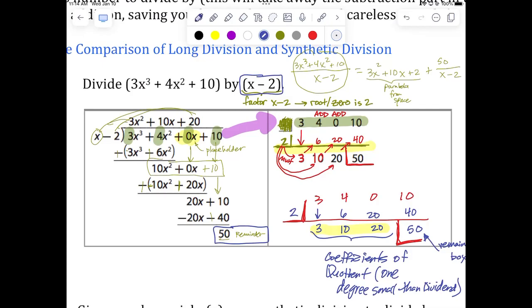So you can actually do division by a linear factor synthetically, and it saves a lot. It's a very, very quick, efficient process. All right, but it has some drawbacks. You have to only do it with a linear root or linear factor, and of course you need a placeholder for any missing x in descending order degree. But you can get the remainder and you can get the quotient.